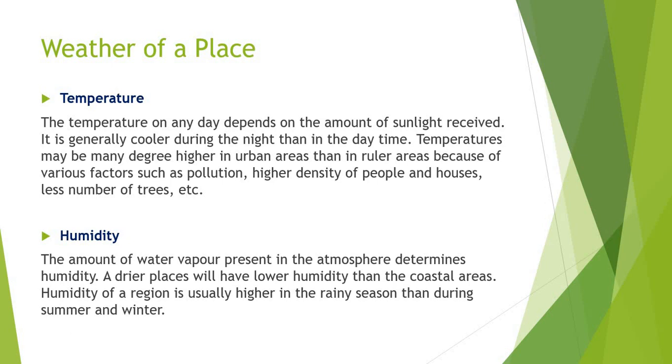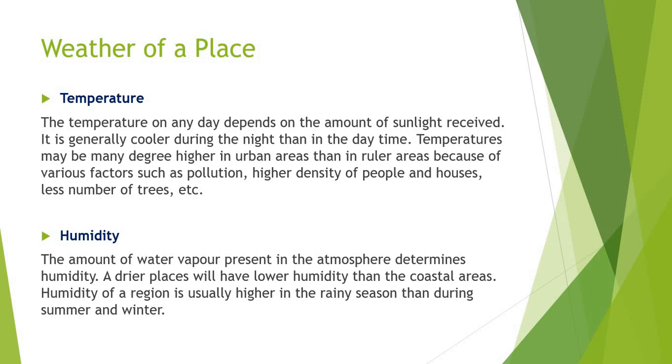So the weather of a place is affected by temperature. Why? Because temperature is one of the elements of the weather. During the daytime, it is quite warmer than during the night time. Temperature is also affected by different things, that is pollution, higher density of people and houses, and fewer trees.